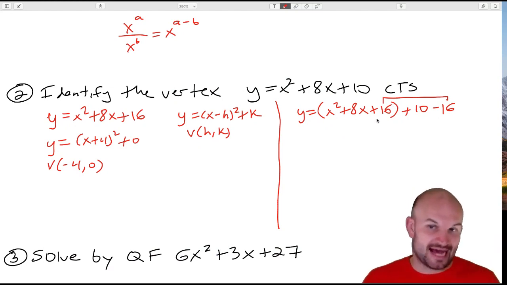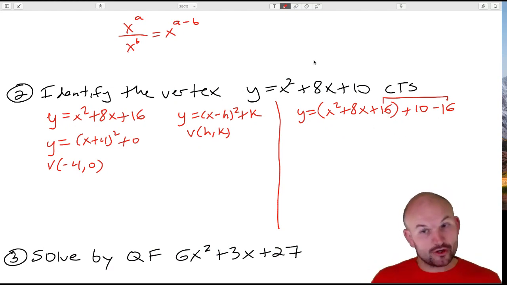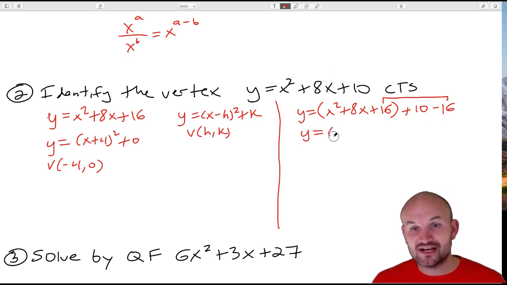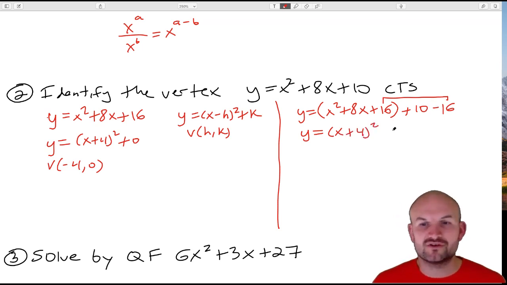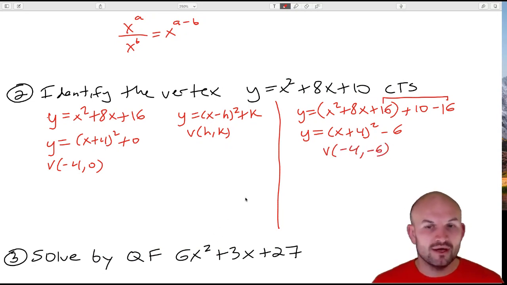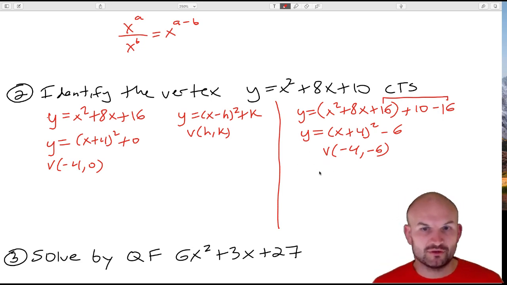But now, if I add and subtract on the same side, all I'm doing is some magic with my grouping. I am going to group this perfect square trinomial because it is factorable into x plus 4 squared, and then 10 minus 16 is going to be a negative 6, and therefore the vertex here is negative 4, negative 6. So not something that I really teach that way, but hopefully for this live stream that kind of gives you a little bit of an idea.